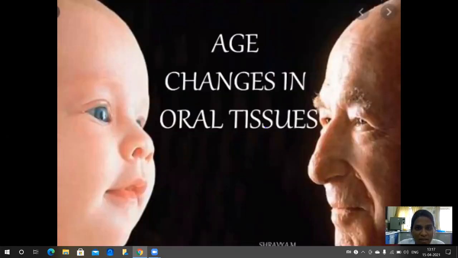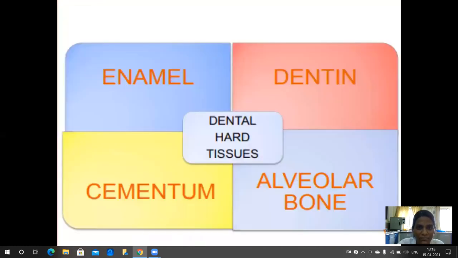What are all the changes that occur in the oral tissues due to age? First of all, in dental hard tissues, there are four types of dental hard tissues in the oral cavity. That is, the first one is the enamel, then dentin, alveolar bone, and cementum.